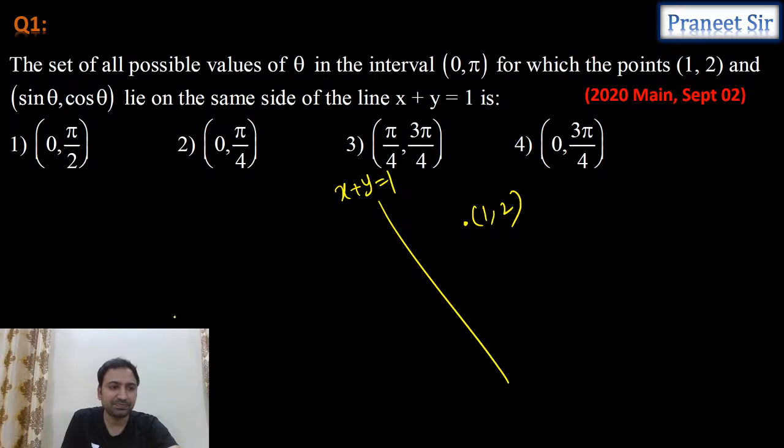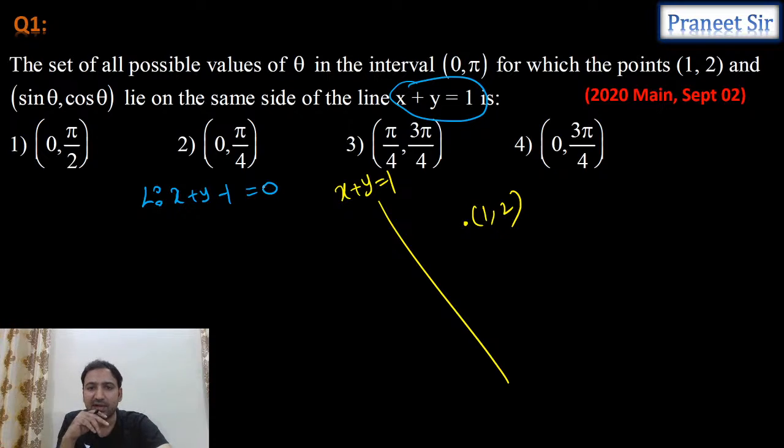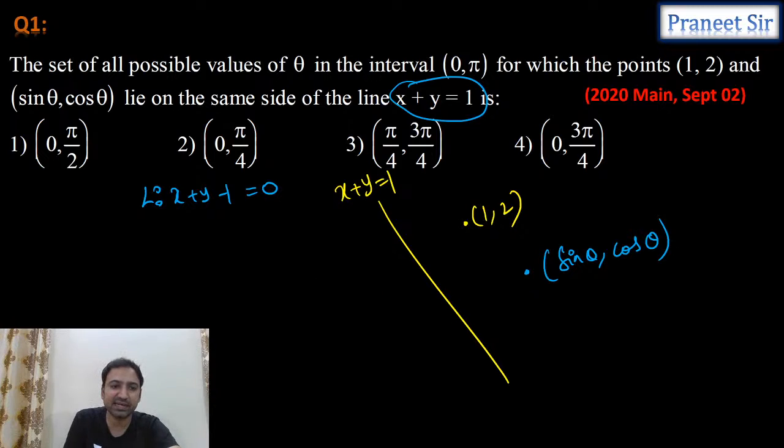This is (1, 2). If you substitute (1, 2), are we getting positive or negative? We're getting positive. Let's take the line L as x plus y minus 1. If you substitute (1, 2) here, we are getting positive. The other point is (sin theta, cos theta). Both these points should lie on the same side of the straight line.